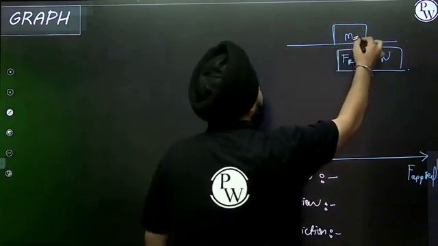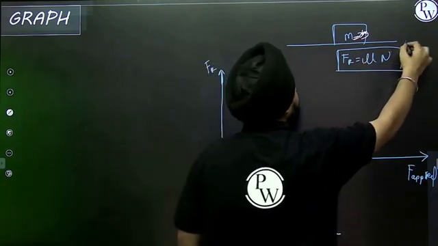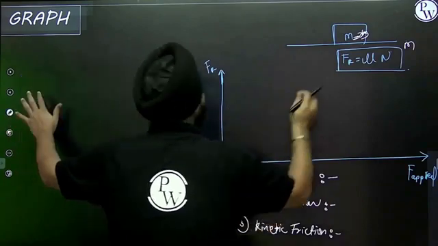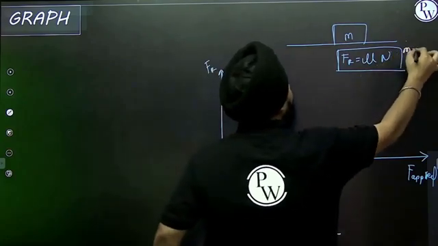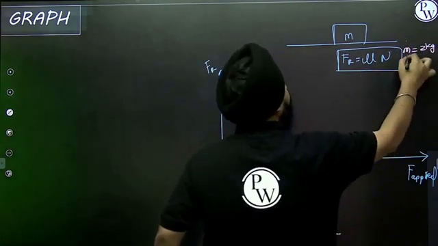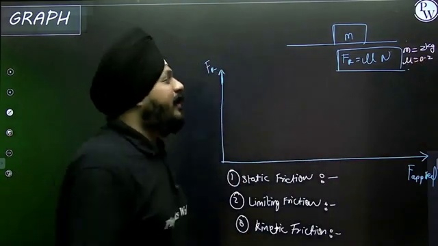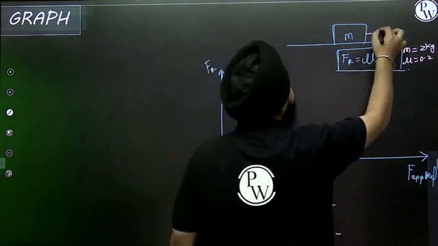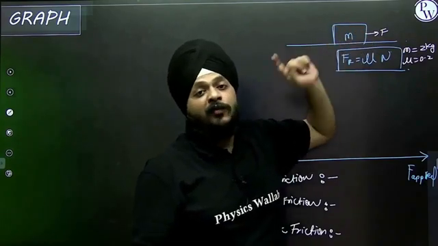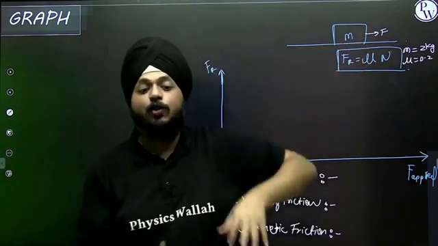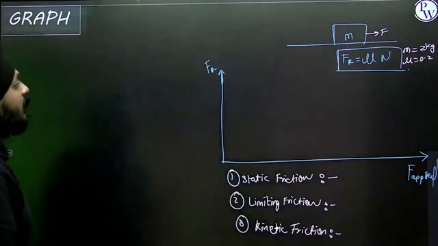Let us take M as 2 kg and mu as 0.2. These two data I am taking. What will be the maximum value of the force needed so that there can be relative motion between the two contact surfaces?